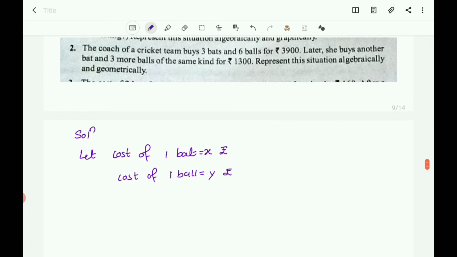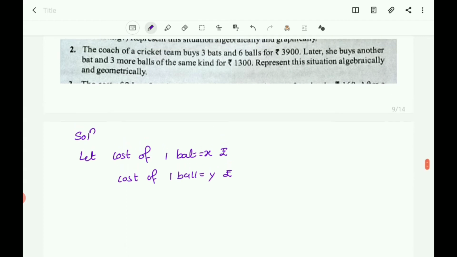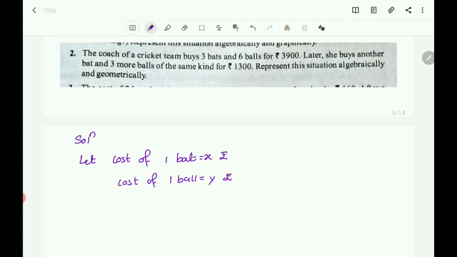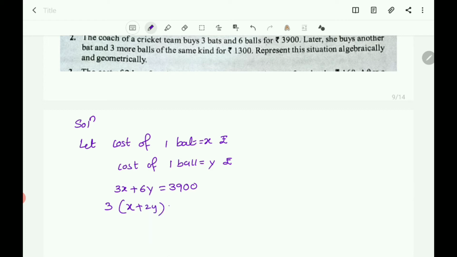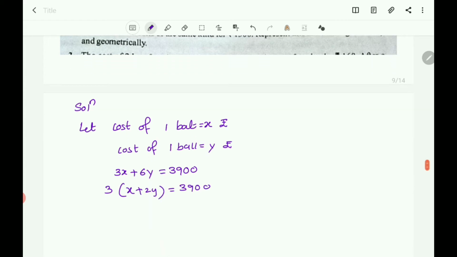3 bats and 6 balls cost 3900 rupees. So the first equation becomes: 3 bats cost 3x rupees, 6 balls cost 6y rupees, and the total cost is 3900 rupees. You can remove the common factor 3, then it becomes x plus 2y equals 1300 rupees. Consider this the first equation.